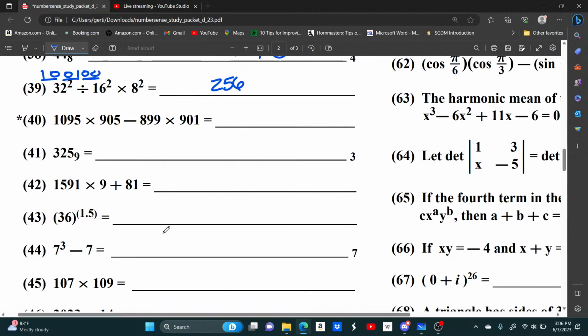Number 40, okay, we have our first estimation problem. What I would probably do is factor out a 900, and then I have 1095, which I can round to 1100, minus 899, which I can round to 900. So this turns to 900 times 200, which is 180,000.